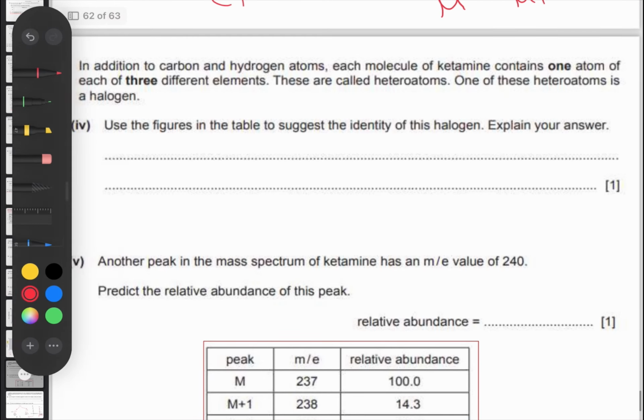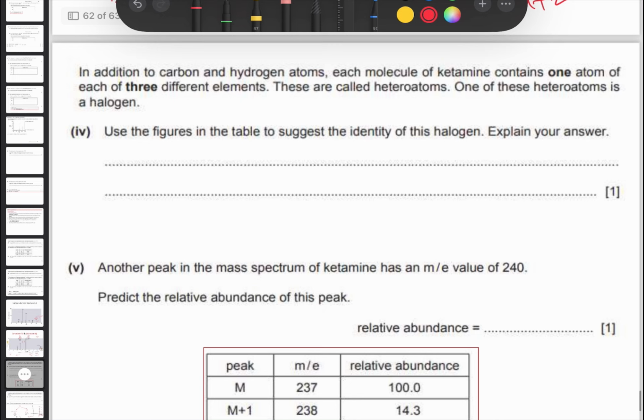Let's come to this question. It says, in addition to carbon and hydrogen atoms, each molecule of ketamine contains one atom of each of three different elements. These are called heteroatoms. One of these heteroatoms is a halogen. It could be Cl or Br. Use the figure in the table to suggest the identity of this halogen and explain your answer.